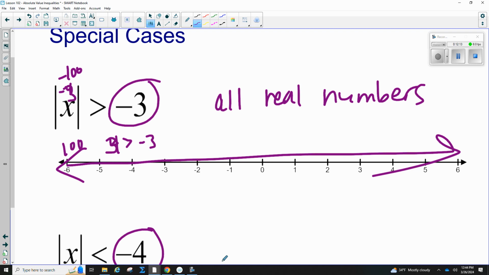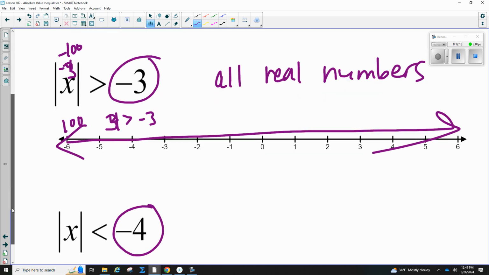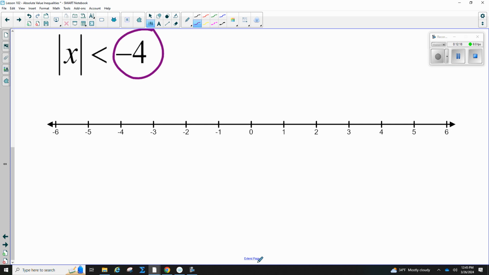Okay, how about this one? Now we're going the other way. This is the other special case. What would work? What would work? You guys are right. Nothing works, okay? If I plug in anything, I'm going to get a positive number. You guys agree? This is going to make anything positive. Like, let's say I plug in -100. I'm going to get +100. Is that less than -4? No. There are no numbers that are positive, because everything's going to be positive here, that are less than a negative number.